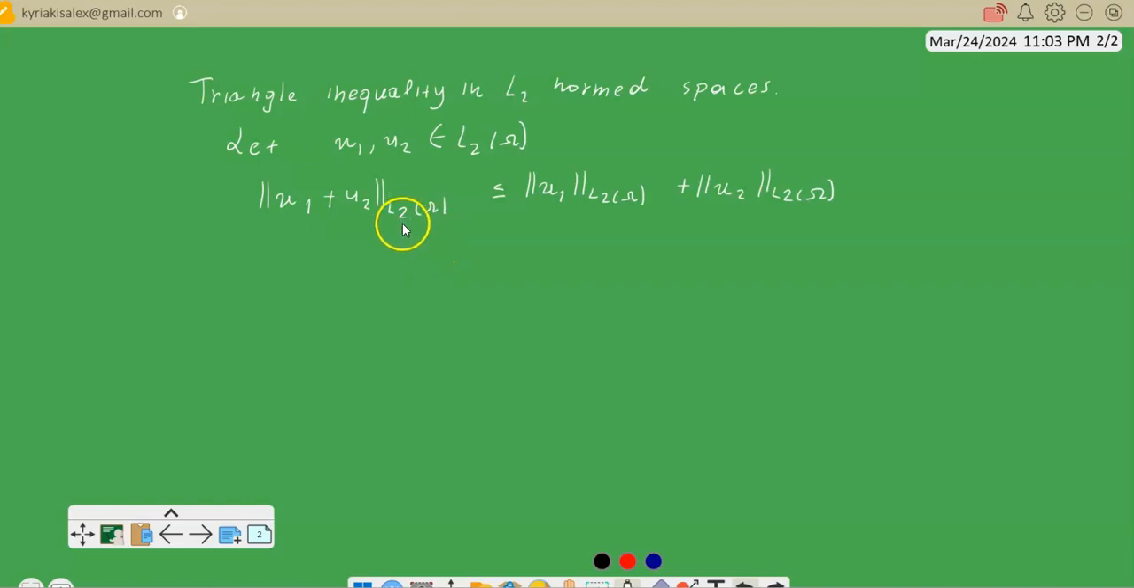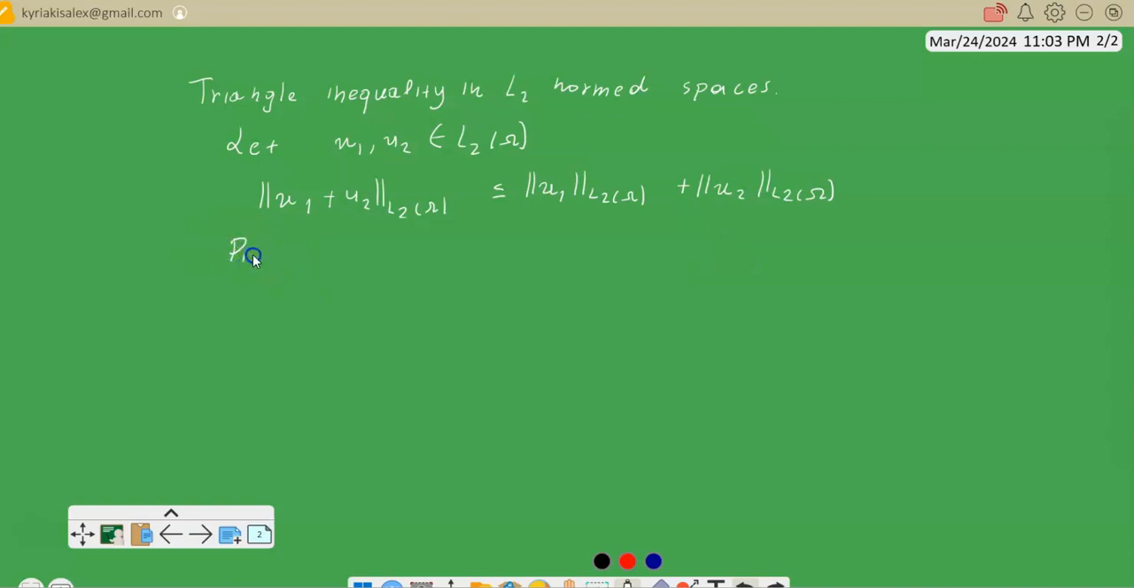In this video, we pay attention to the triangle inequality in L2 norm spaces. Let U1 and U2 belong to the L2 functional space. Then you have that the L2 norm of U1 plus U2 is bounded by the L2 norm of U1 plus the L2 norm of U2. It's a really important result in functional analysis to obtain appropriate bounds.